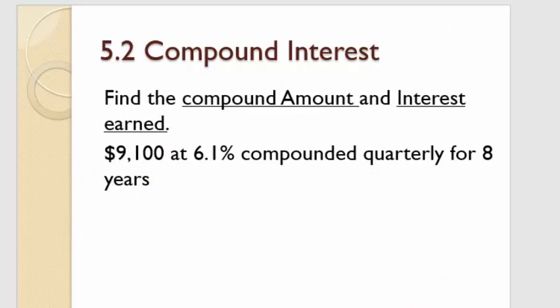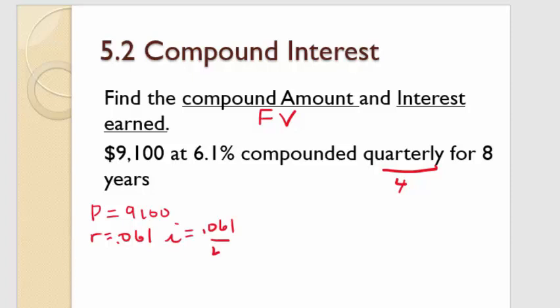So let's try another problem. Find the compound amount and interest earned. So the first thing we're going to do is find the compound amount. And what that means is find the future value. So I have $9,100 at 6.1% compounded quarterly. Now quarterly means 4 times a year for 8 years. So my P, the principal, is 9,100. My rate is 0.061, which makes the I 0.061 divided by 4, since it's compounded 4 times a year.